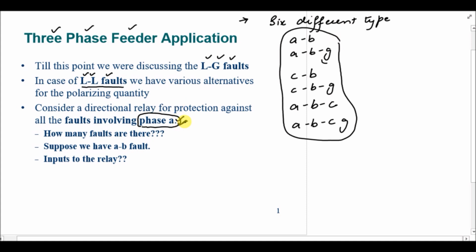So we have to decide that for the directional relay, what should be the ICC and what will be the VPC, the polarizing quantity, and this is the signal to the trip coil.